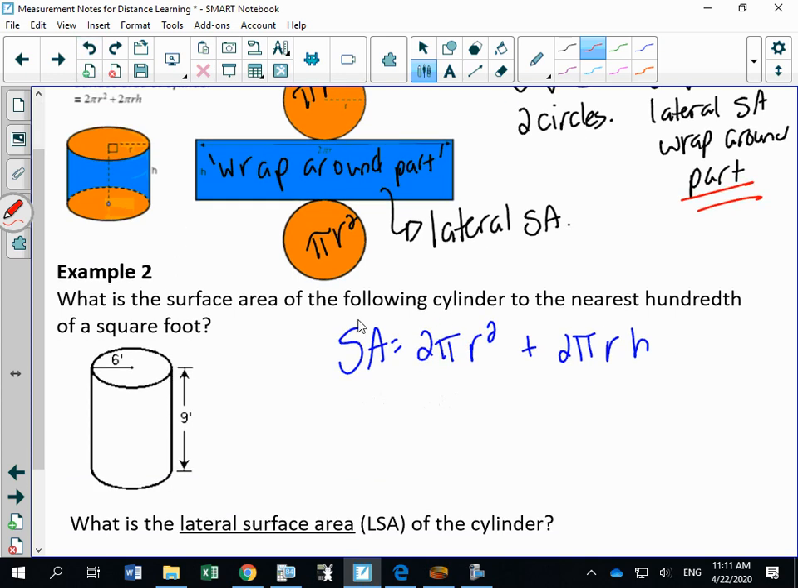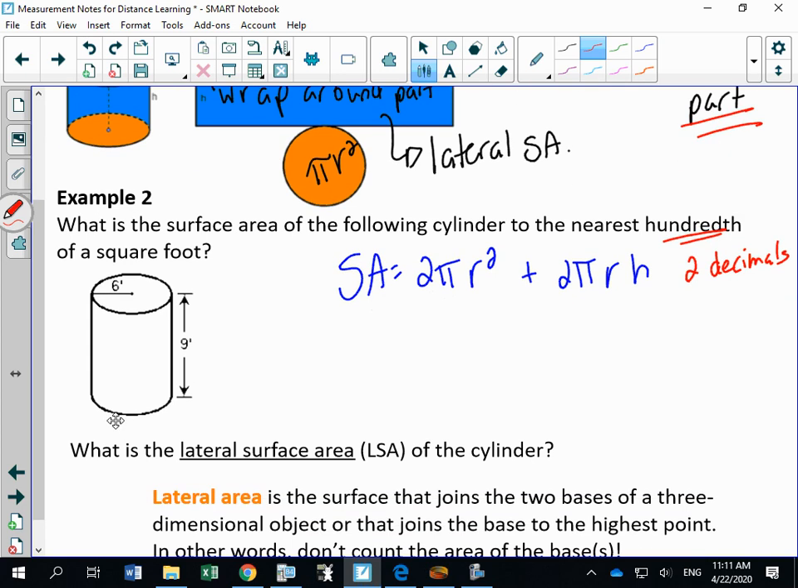Example 2: what is the area of the following cylinder to the nearest hundredth square foot? Hundredth is 2 decimals, and they want the surface area of this entire cylinder. So imagine that we're painting the entire thing. We are going to use both the 2 circles plus the lateral surface area, so we're going to use the entire formula.